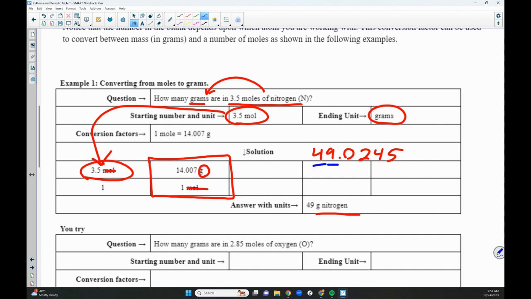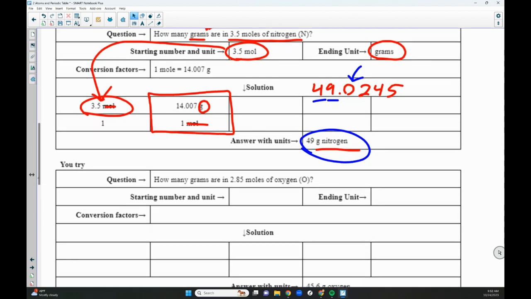That is the 4 and the 9. So I've got to round the 9. I look at the next number over, the 0, and it tells me to round the 9 down, which is how I get 49 grams of nitrogen down here. Okay, pause the video and see if you can do the next one.